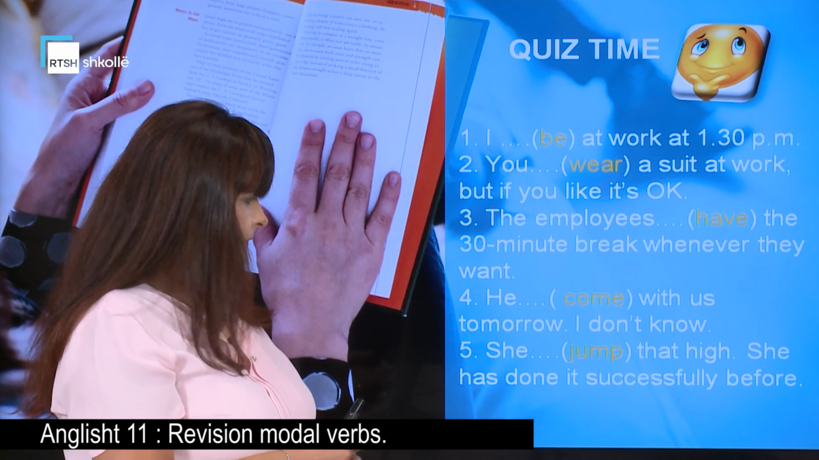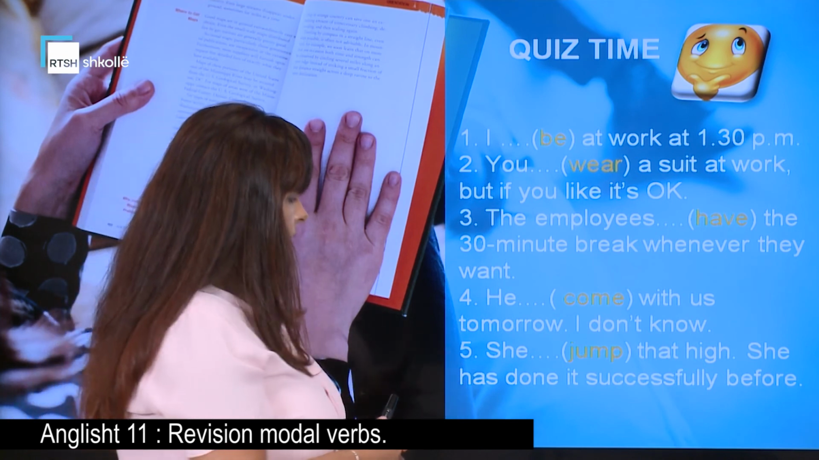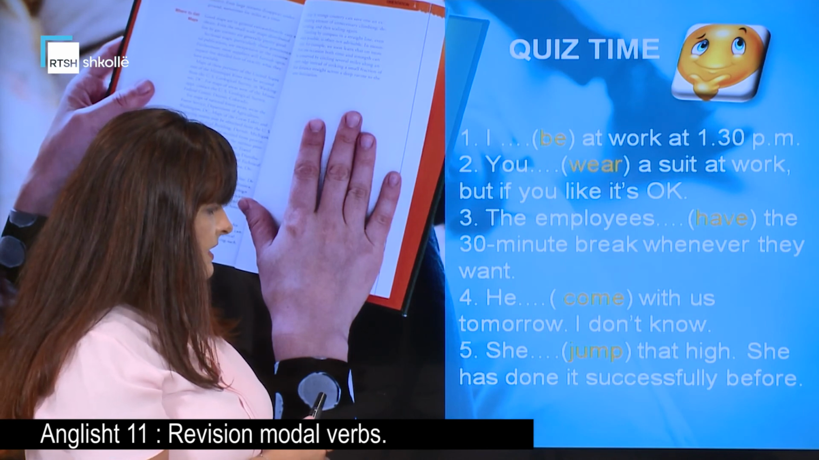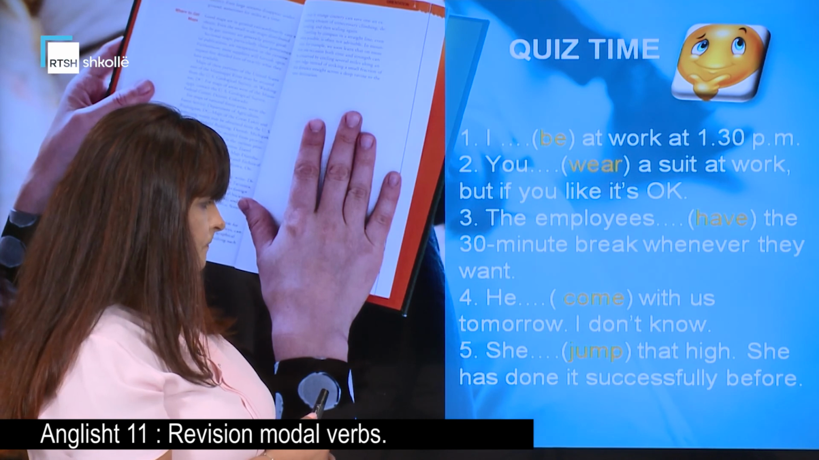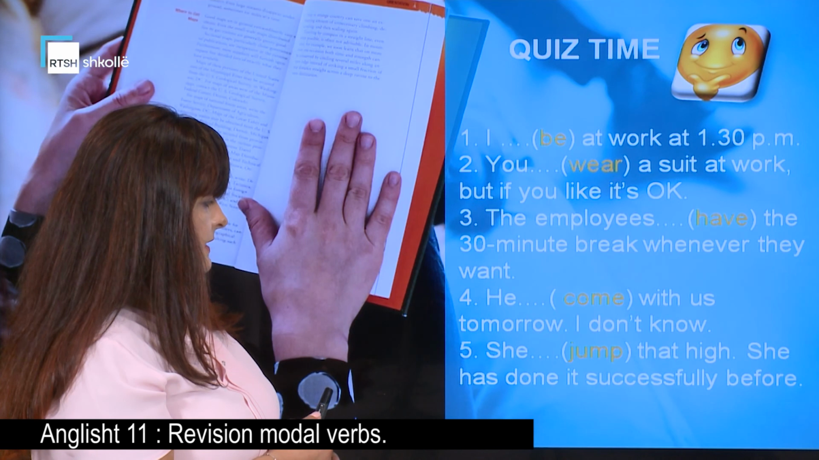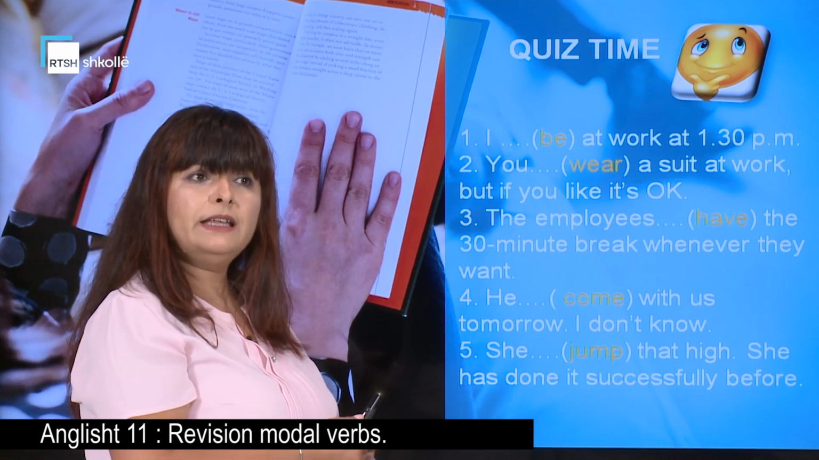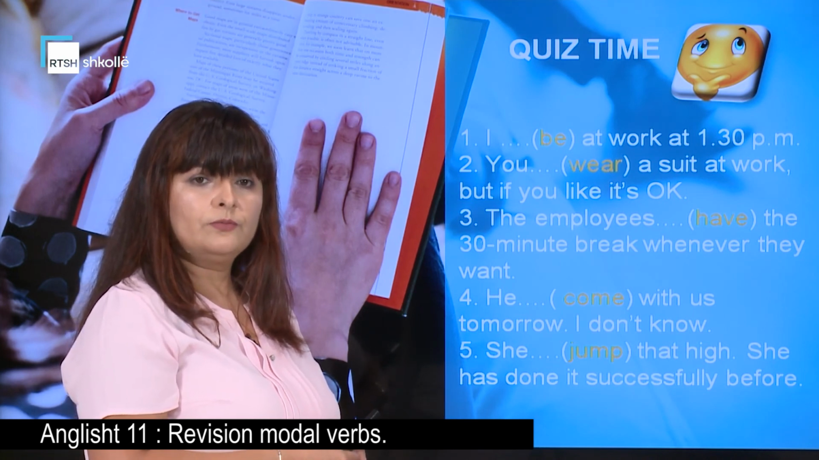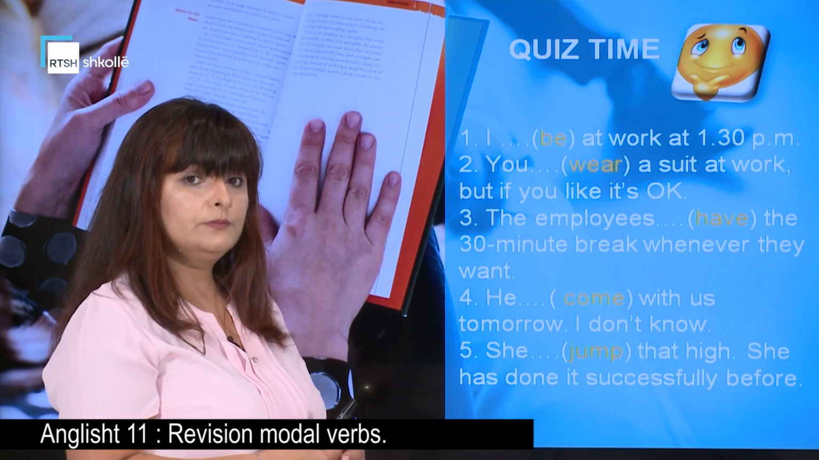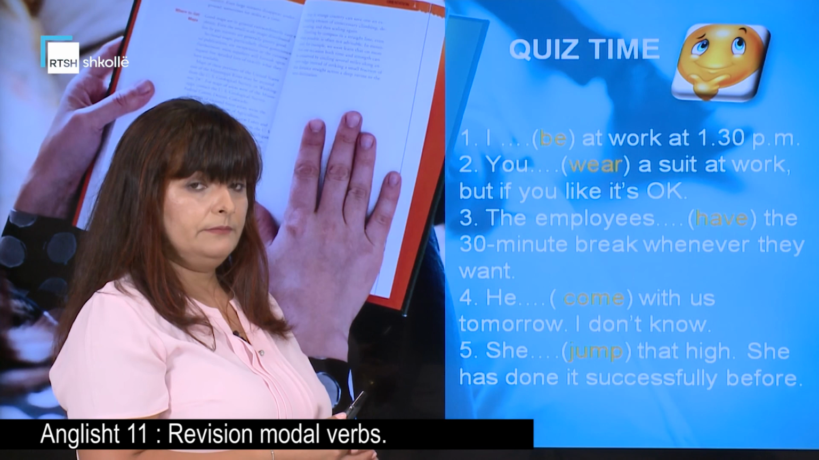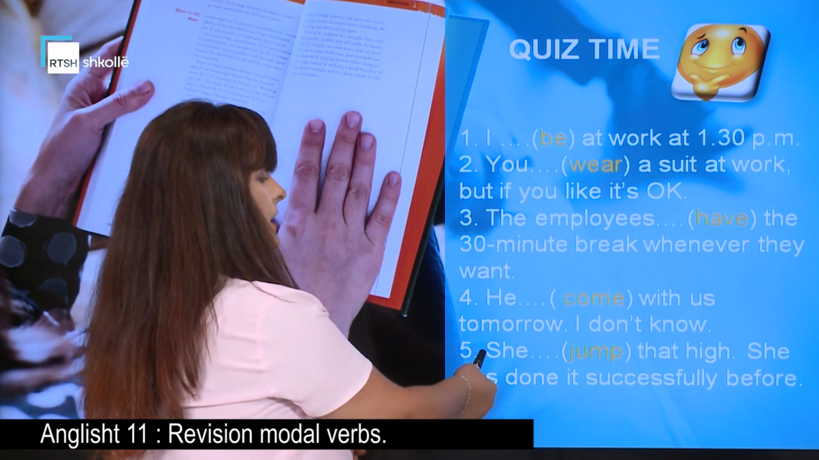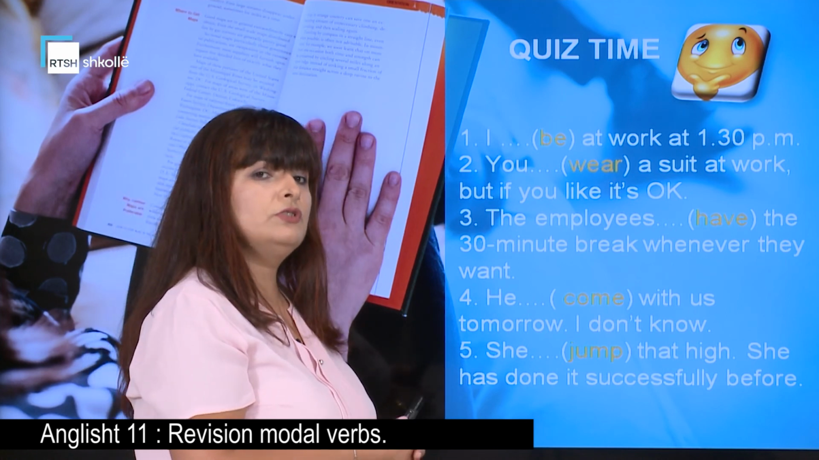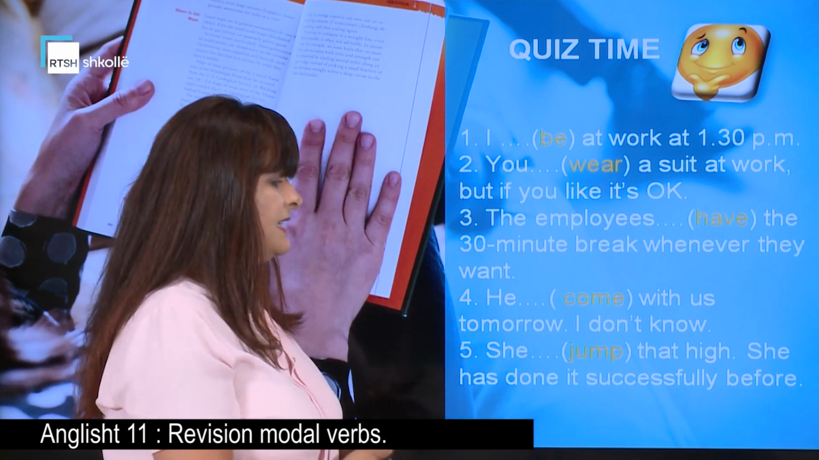May, might, could. The last one, she jumped that high. She has done it successfully before. That means that she is able to. So, as far as being able to, yeah, that's right. So, she can jump that high. She can. Yes, she can. She is able to jump that high because she has done it successfully before.